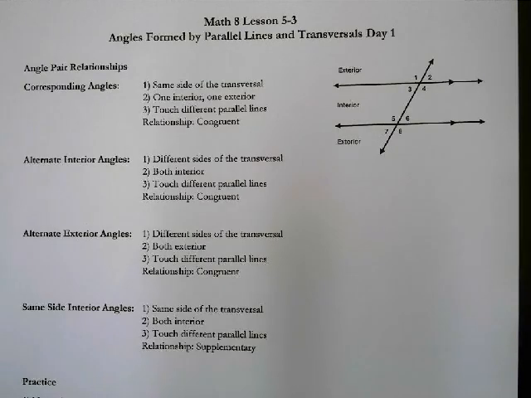All right, Math A, here we go. We've got lesson 5-3, angles formed by parallel lines and transversals, day 1. We're going to be looking at angle pair relationships. We've already covered complementary, supplementary, vertical angles, and linear pairs. The angle pair relationships that we're going to see today are when we have two parallel lines and a transversal. So let's look and see what we got.